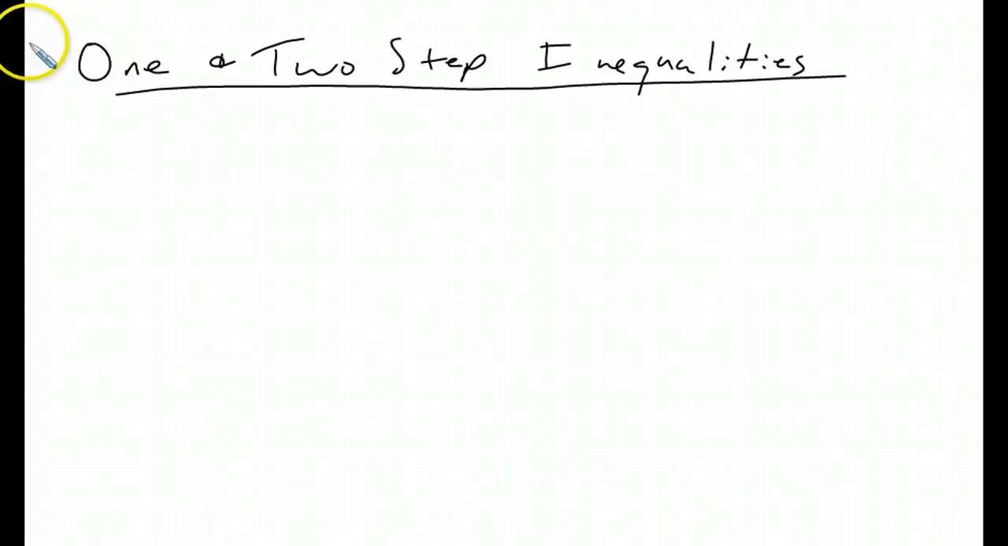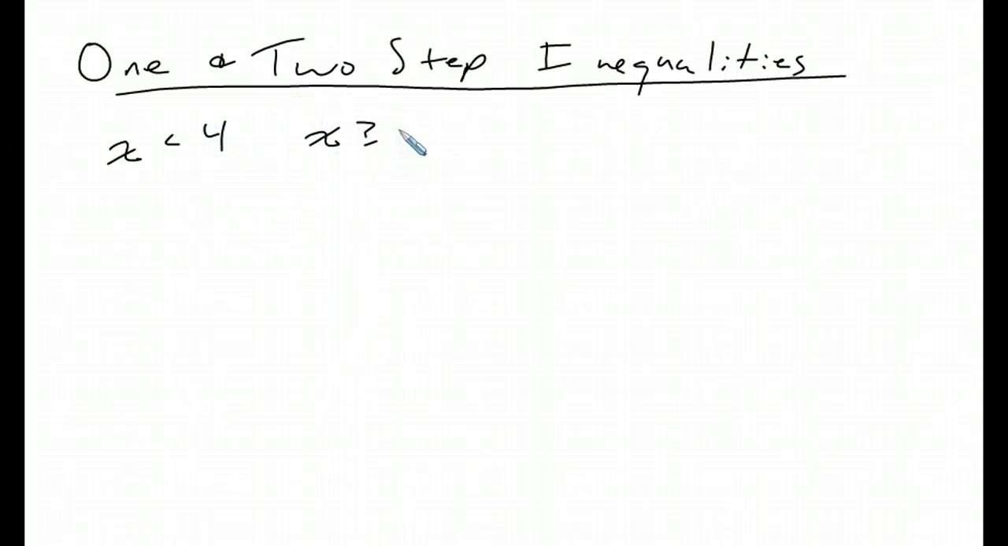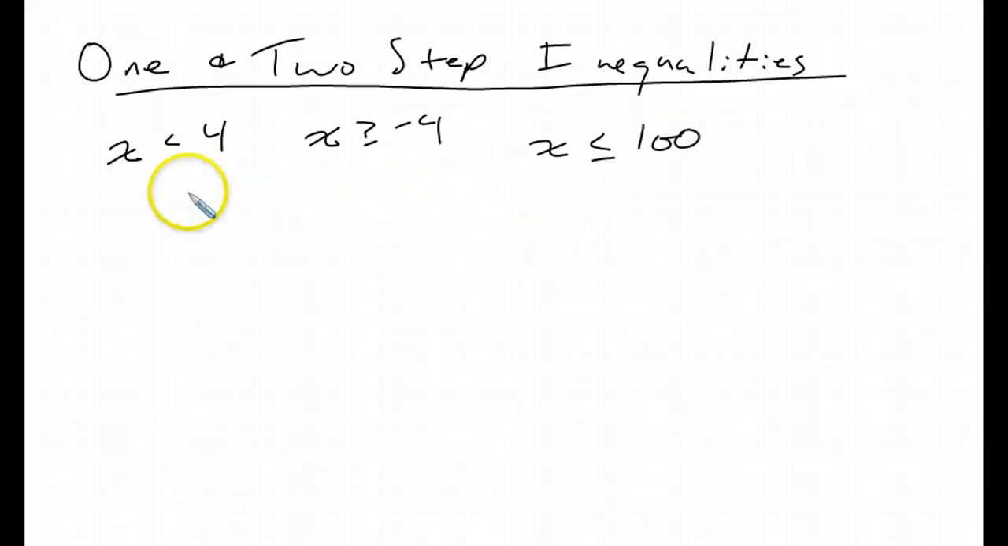Today we're going to be looking at one and two step inequalities. An inequality is something that is basically not an equal sign. So this could be something like x is less than 4, or x is greater than or equal to -4, or x is less than or equal to 100, right? Just something that has a variable on one side and a number on another in all of these cases, but instead of an equal sign, we have this little inequality.